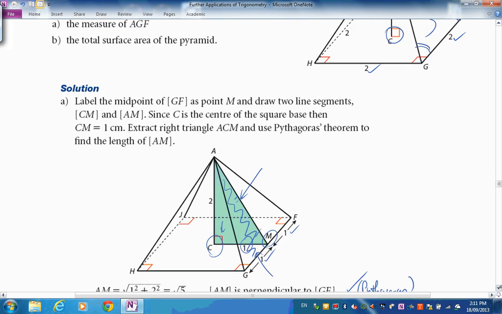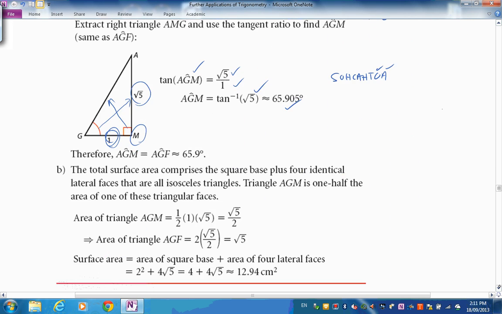Alright, what do we have to do? We now have to find the surface area, and the area of triangle AGM, half the product of two sides, sine of the included angle. So we can do that. And then the area of triangle AGF is twice that. And then we've got the base is 2 squared and 4 of these sides.